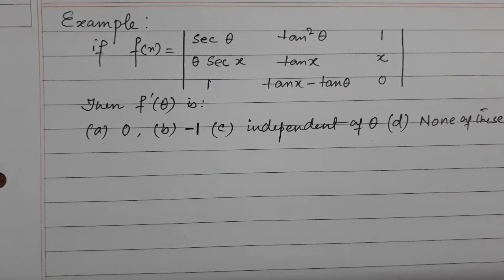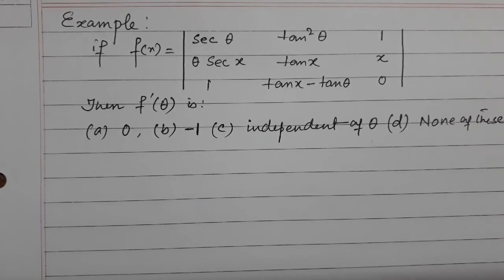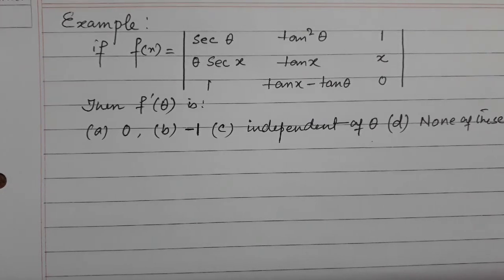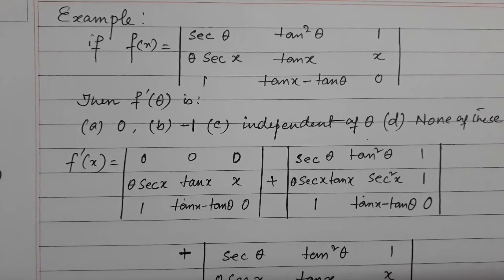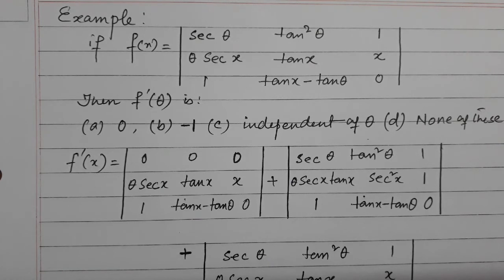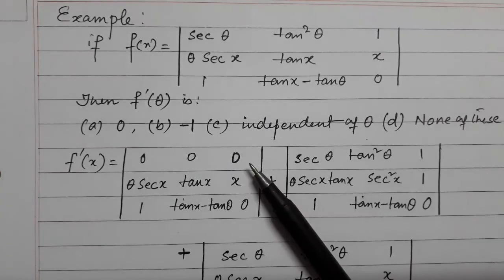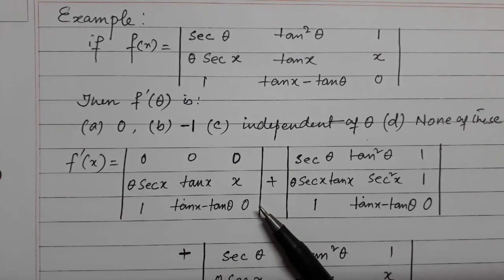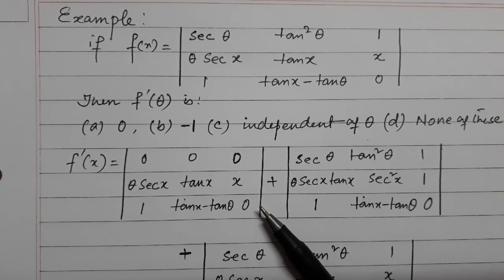Now here theta is actually a particular value, that is a constant number, and x is the variable. So we need to find out f dash theta. Before that we will find out f dash x. So let us differentiate the above function. If we differentiate f(x), then first we have to differentiate the first row. Here in the first row each and every element is constant. So therefore the differentiation of the first row will be all 0, and the second and third rows will be as it is.